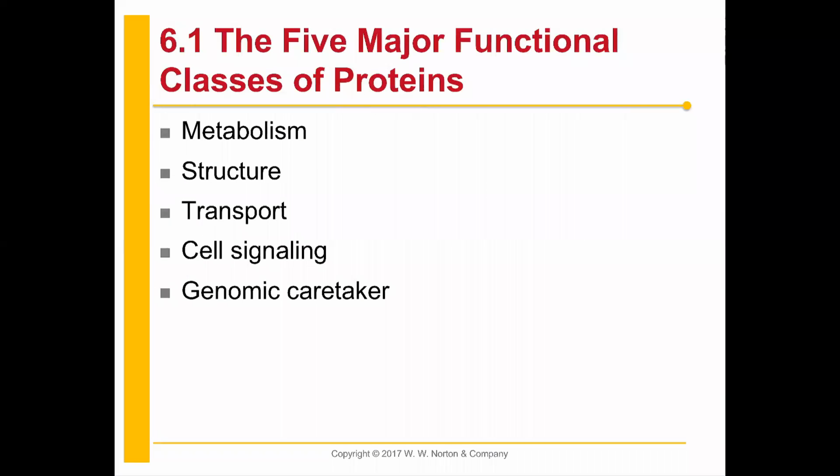So let's start out with our 5 major classes. They are proteins that are involved in metabolism, structure, transport, cell signaling, and genomic caretaker. I've never heard it called a caretaker before. That's kind of cool. I like that they do it that way. So some proteins that we're going to talk about don't quite fit in any of these categories. There are some exceptions, and some will fit in more than one of these functional classes. But these are the most abundant classes within the cell. So let's look at some examples of each of these.